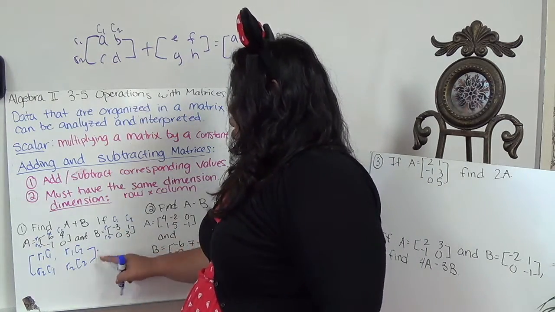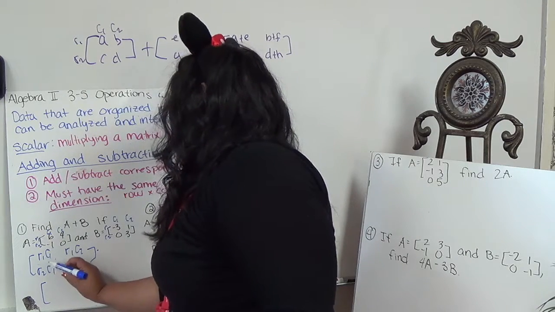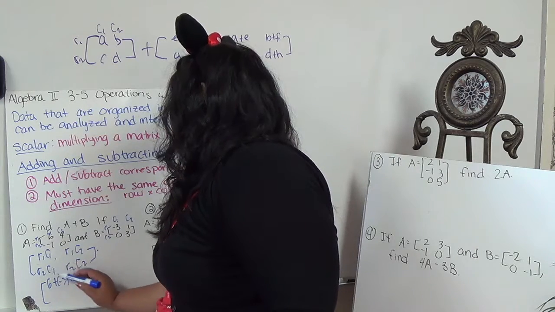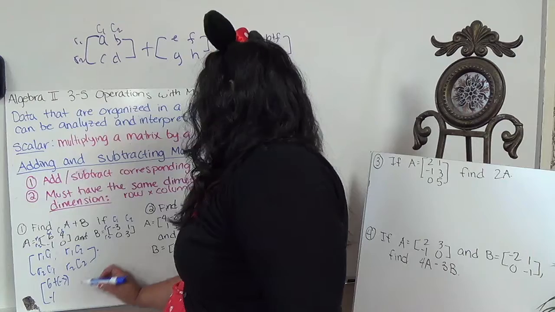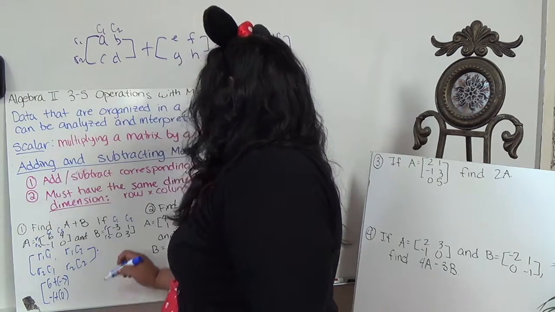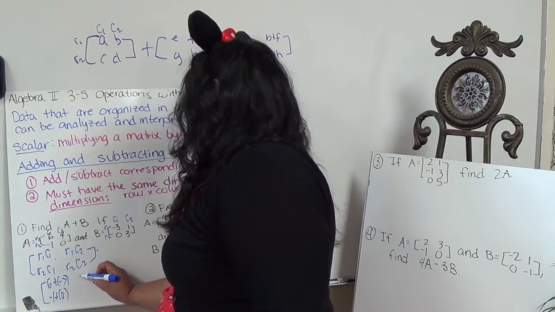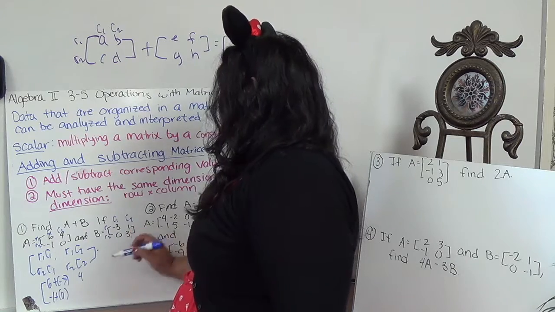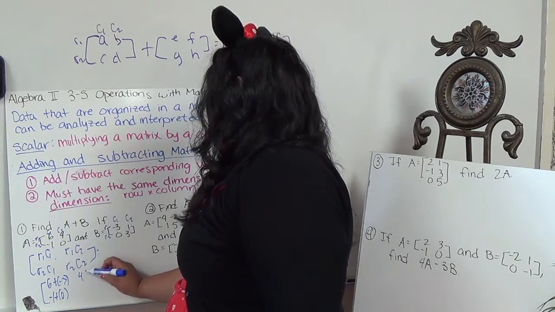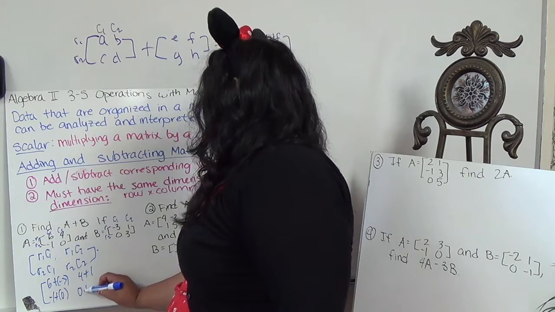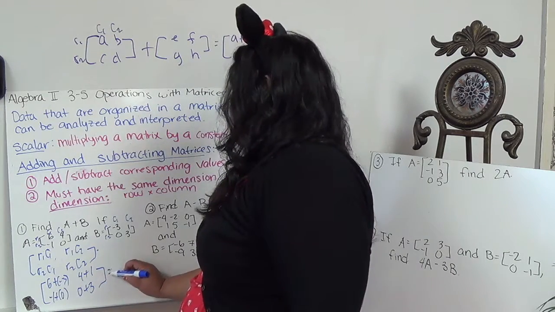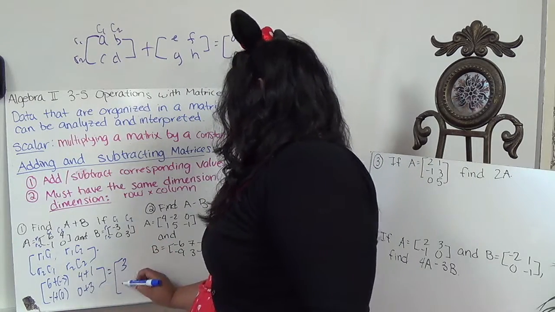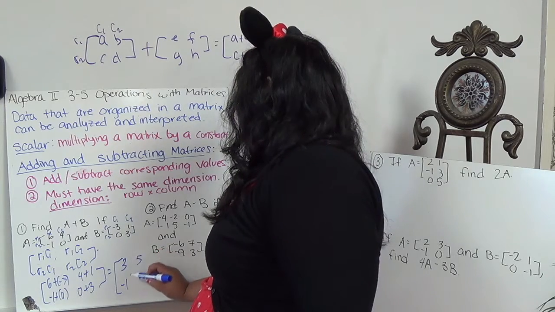So what this means is I have row 1, column 1, so 6 plus negative 3. Then I have row 2, column 1, so negative 1 plus 0. Then I have row 1, column 2, which is 4 plus 1, and then 0 plus 3. And then I just add them together. So 6 plus negative 3 is 3, negative 1 plus 0 is negative 1, 4 plus 1 is 5, 0 plus 3 is 3.